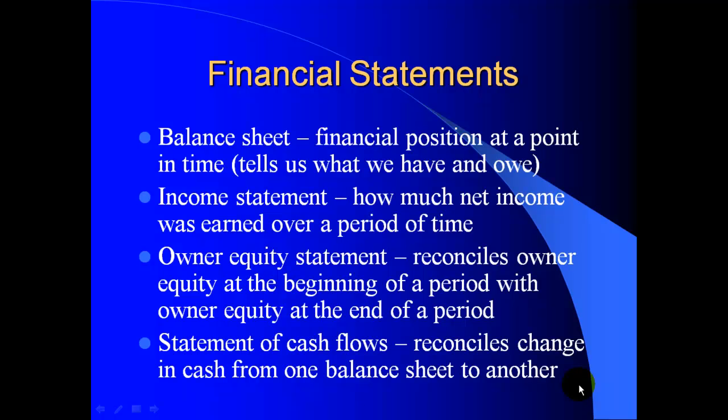The income statement is over a period of time, and so it's going to tell you how much money was earned, and that may not be received, but it's earned, and so it's your profit over time. And the owner's equity statement reconciles the equity at the beginning of a period with the end, so that's really going to tell you what happened to your wealth. Where did it come from, and how did it change over time?